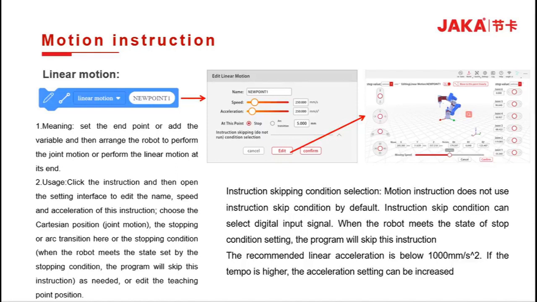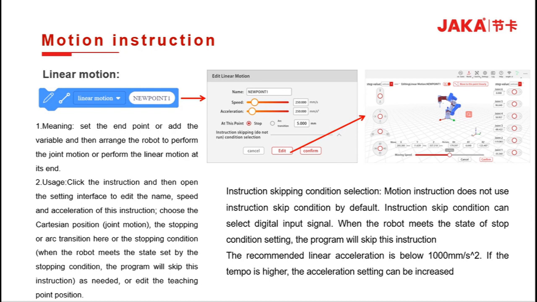Now take another look at the programming instruction for linear motion. Click on the function to open an editing interface. In there, we can first modify the name of our point, that is, the remark information of this point. Second, we can set the speed and acceleration. The recommended acceleration is below 1000 mm per square second.